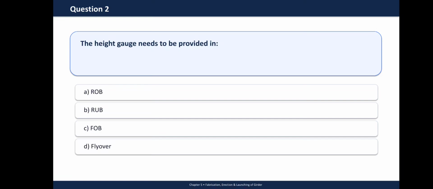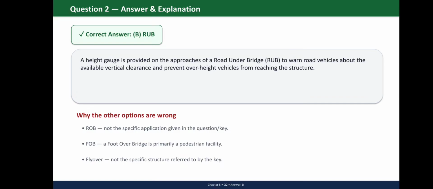Question 2. The height gauge needs to be provided in options: A. RRB, B. RUB, C. FOB, D. Flyover. Correct answer is B. RUB. Explanation. A height gauge is provided on the approaches of a road under bridge to warn road vehicles about available vertical clearance and prevent overheight vehicles from colliding with the structure.